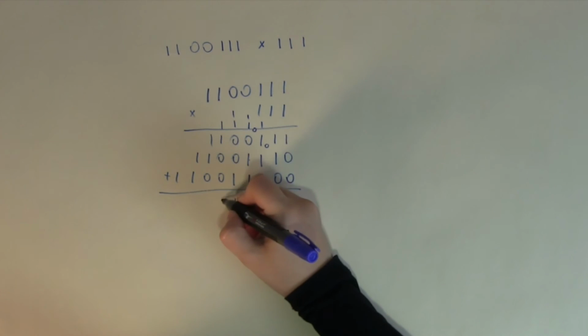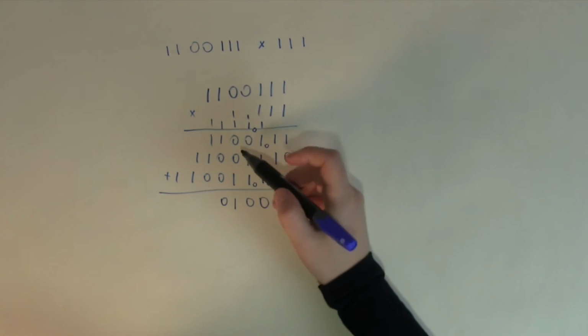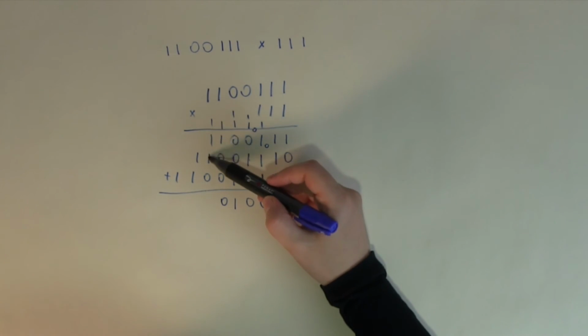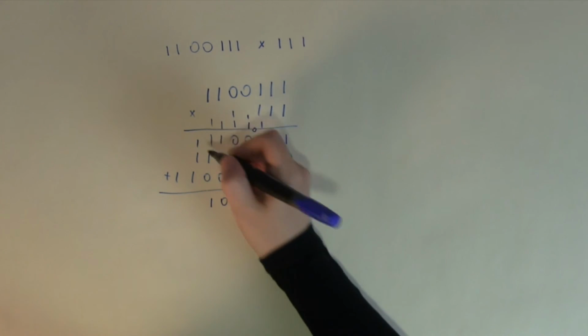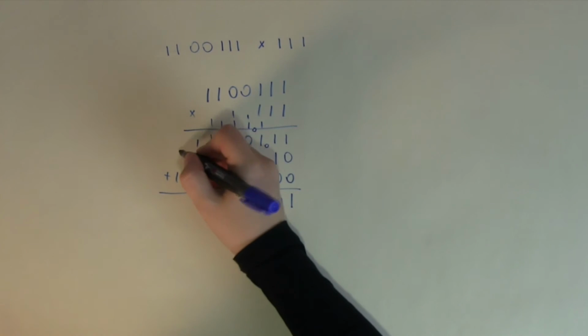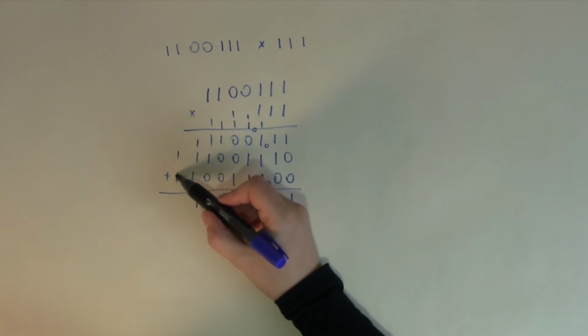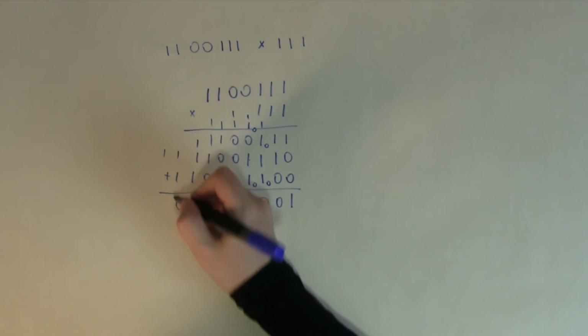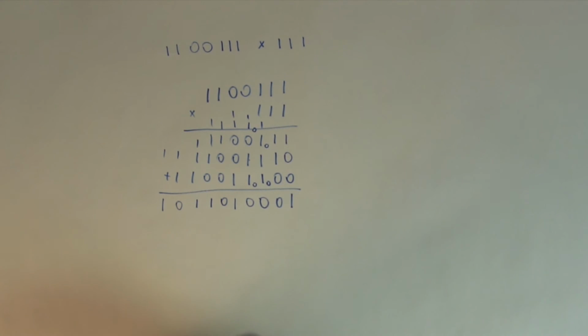1 add 1 is 0, carry the 1. 1 add 1 add 1 is 1 again, carry the 1. 1 add 1 add 1 is 1 again, carry the 1. 1 add 1 is 0, carry the 1, and you just write that 1 down.